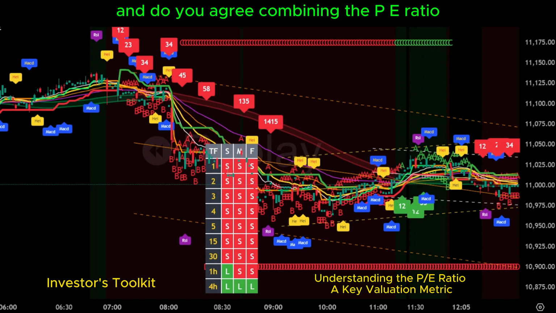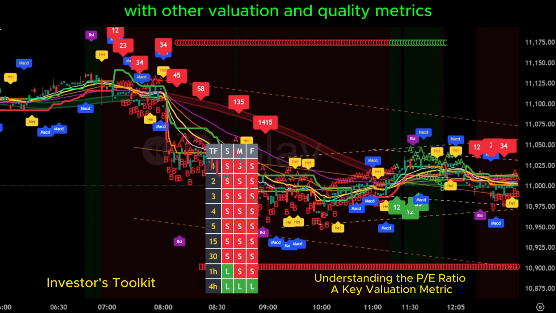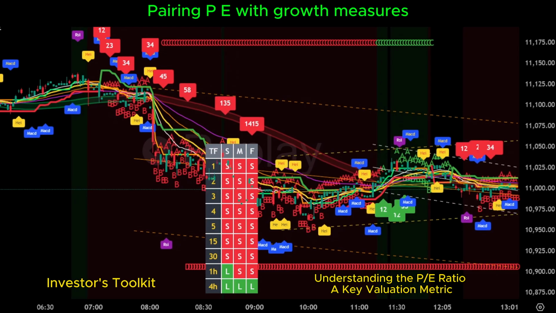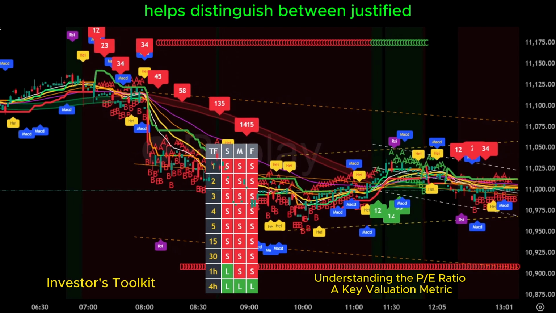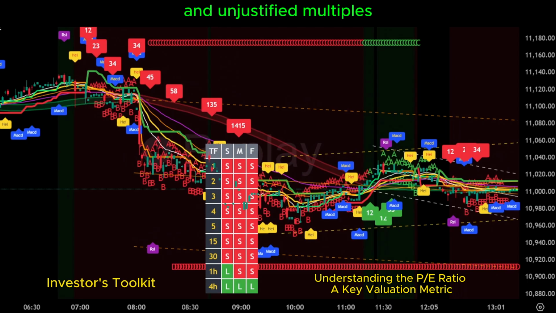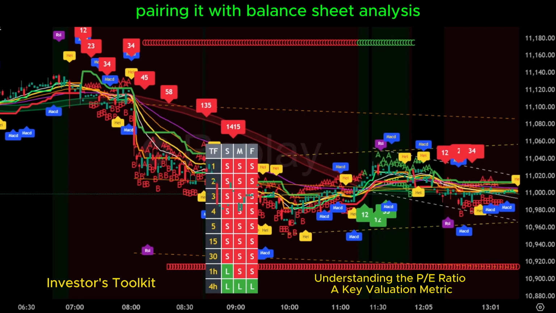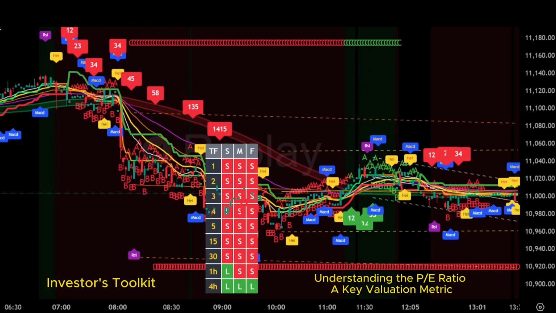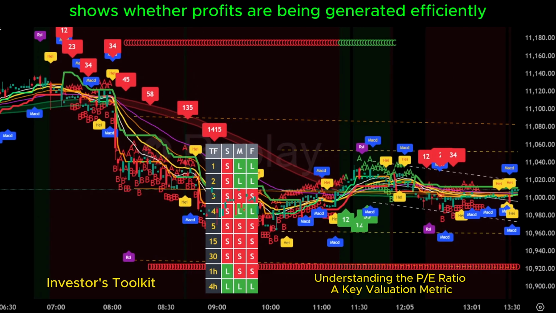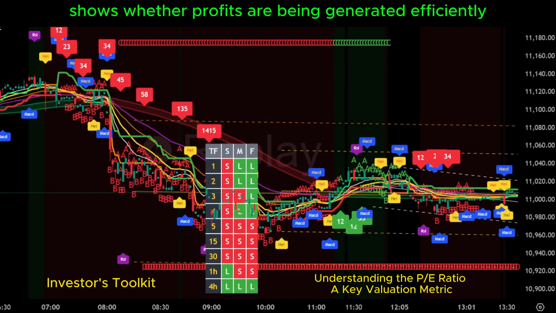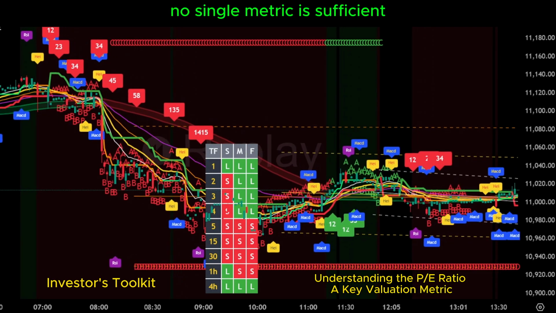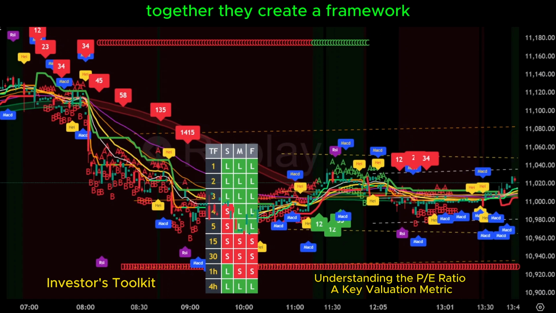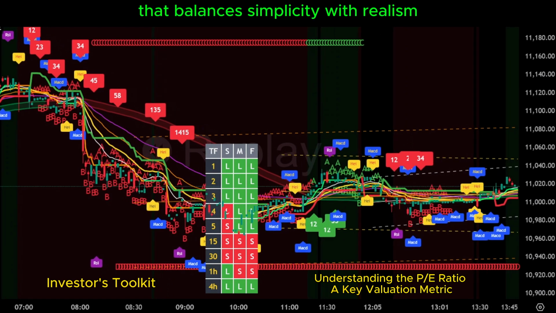Combining the P/E ratio with other valuation and quality metrics reduces its weaknesses. Pairing P/E with growth measures helps distinguish between justified and unjustified multiples. Pairing it with balance sheet analysis reveals whether earnings are supported by leverage. Pairing it with return on capital shows whether profits are being generated efficiently. No single metric is sufficient. Together, they create a framework that balances simplicity with realism.